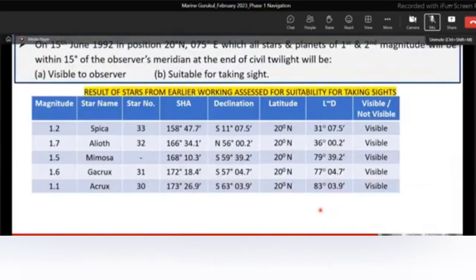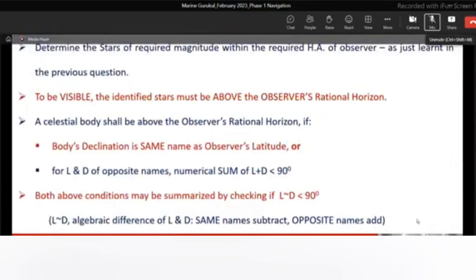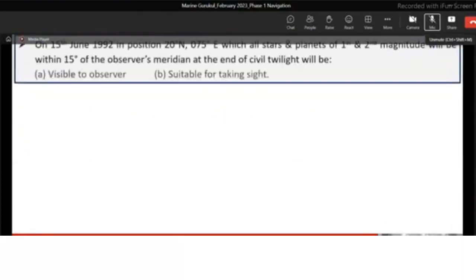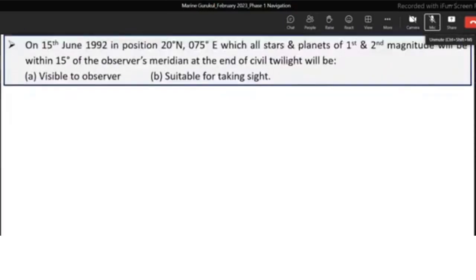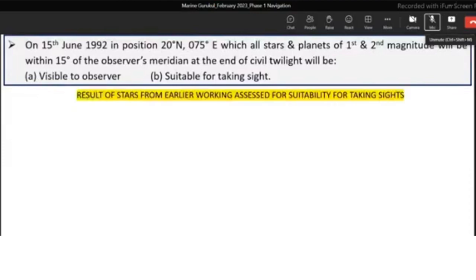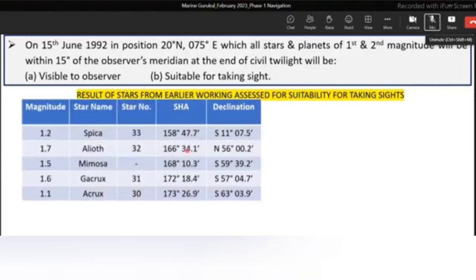That to find L difference D for the rational horizon and hence visible. So now we can close out this question. First, we have the comprehensive list of all stars and planets meeting the magnitude and hour angle requirement. Is the audio video working well, beta? Yes, sir. Okay. Which I'm sure all of us would agree is the same as the result of question number 1. So we pick up the result of stars from earlier working and now assess whether they are going to be visible or not. These are the 5 stars which meet the requirement of magnitude and the hour angle as far as this question is concerned.